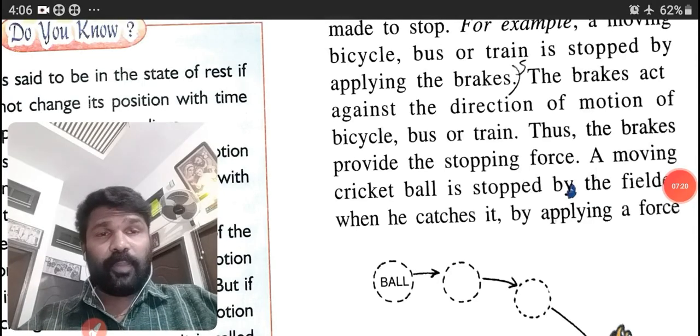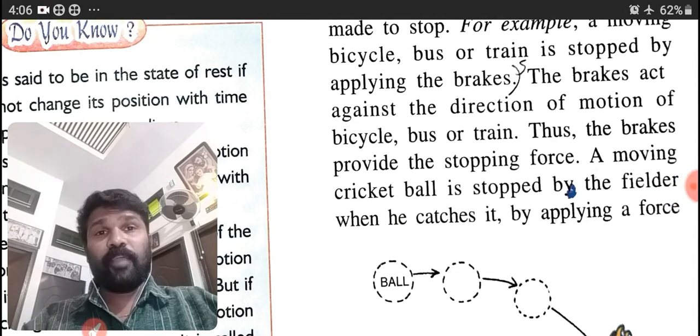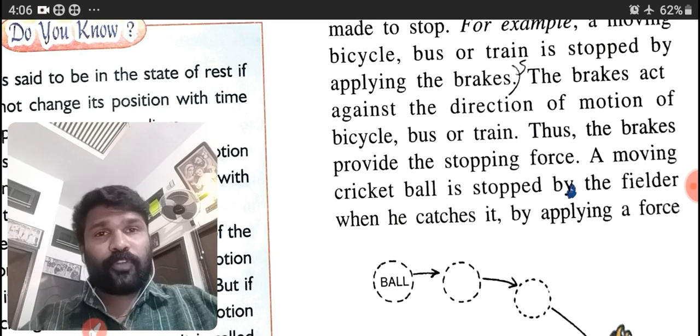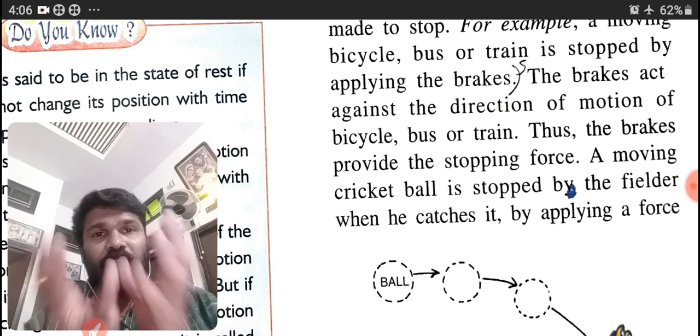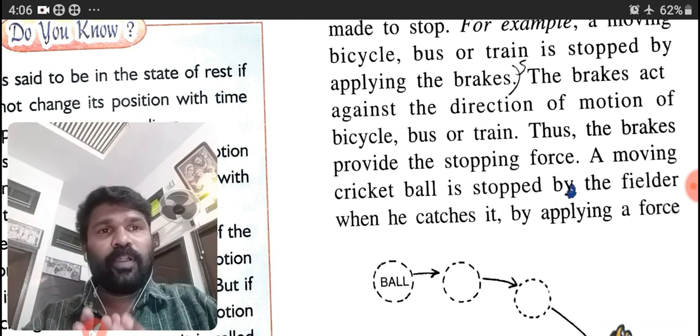Thus, the brakes provide the stopping force. And also a moving cricket ball can be stopped by the fielder when he catches it.